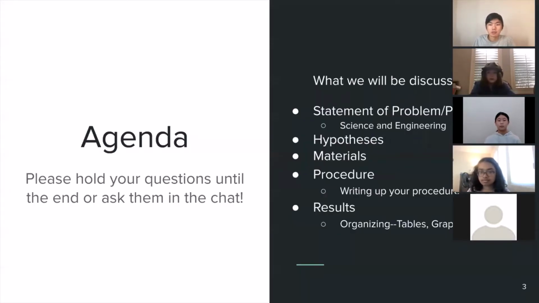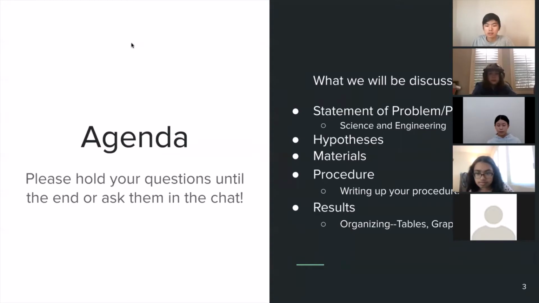So the agenda today will be, first of all, designing your statement of problem or purpose, such as how can we cure cancer? Or, well, that's very general. Or how can I improve the efficiency of a windmill? And then you're going to create your hypothesis, then the materials list, procedure, and then graphing your results.